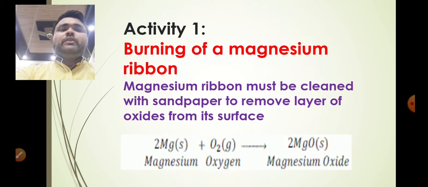Now look at the activity of burning a magnesium ribbon. In this activity, one should keep in mind that before burning a magnesium ribbon, it should be cleaned with sandpaper. Why? Because magnesium develops a coating of oxide which hinders its burning. Hence, this oxide layer should be removed by rubbing it with sandpaper. Now we can do this activity.